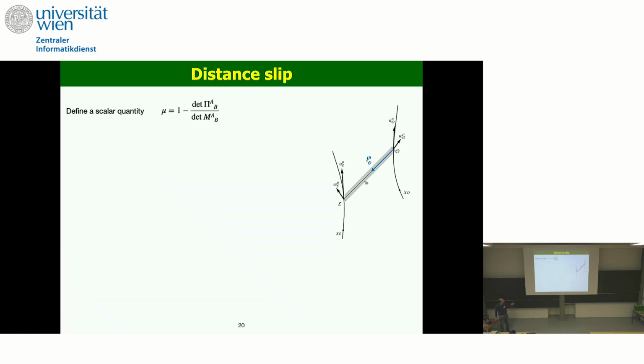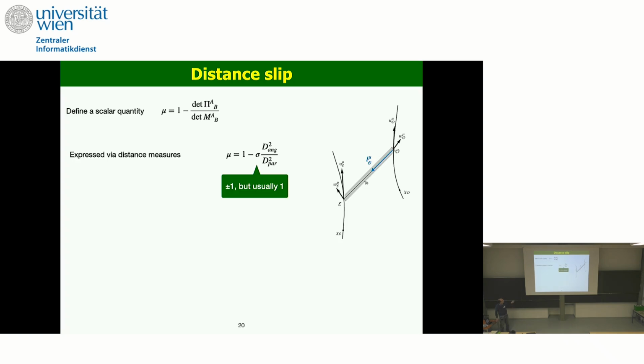Now, you can do a simple thing. For a given object, you can calculate the ratio of the determinant of the parallax matrix to the magnification matrix, and take 1 minus this thing here. Obviously, in a flat spacetime, these two matrices are both proportional to 1 and, in fact, equal, so this is equal to 0.